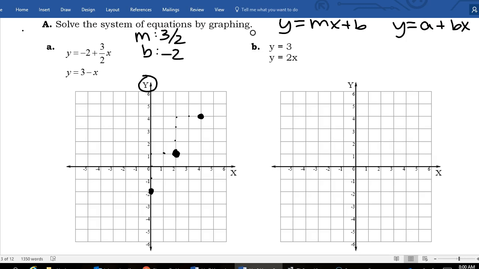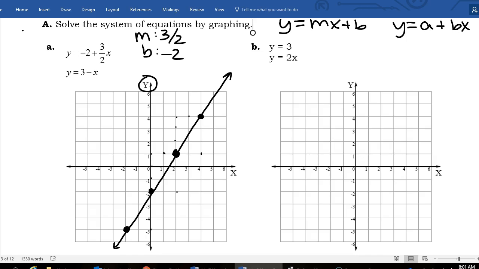But I'm going to go backwards, because I could go down 3 over 2, down 3 over 2, down 3 over 2, and put another point over here. I want to go as far as I can to cover the grid that I'm provided, and then we'll use a straight line covering the graph. So that is -2 plus 3/2 x graphed.